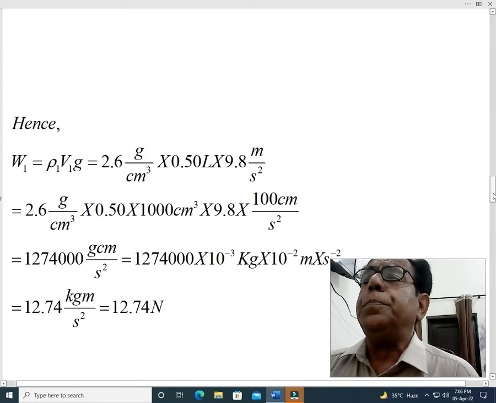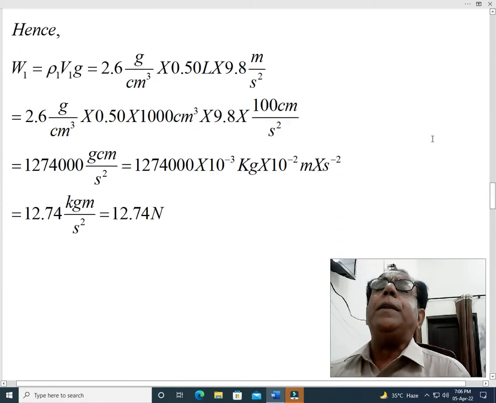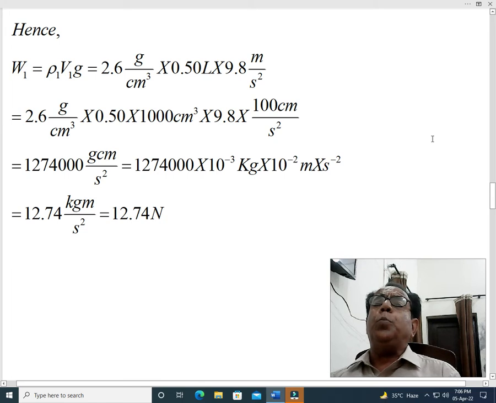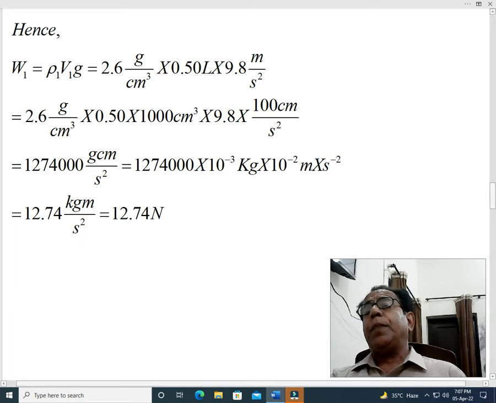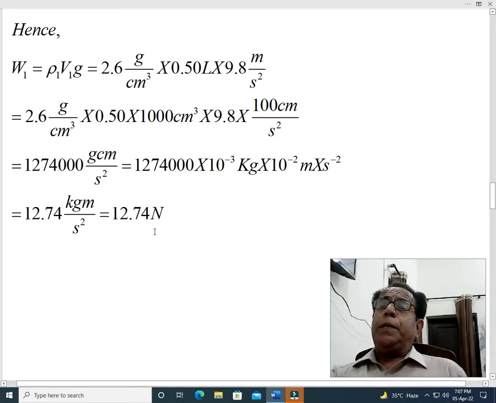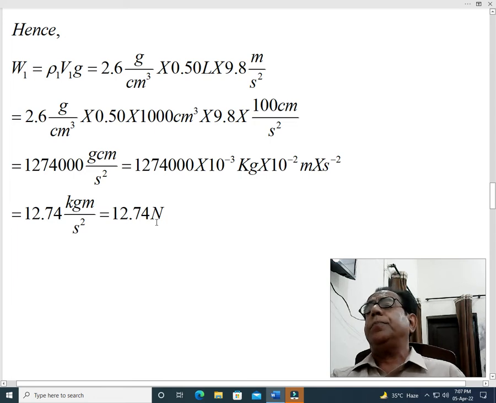Hence, W1 equal to rho 1 V1 g equal to 2.6 gram over centimeter cube into 0.50 liter into 9.8 meter per second square. Dear students, simplification of all these terms gives us the result W1 equal to 12.74 Newton. Okay.